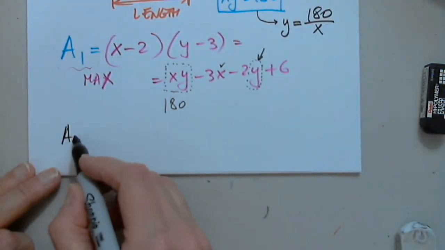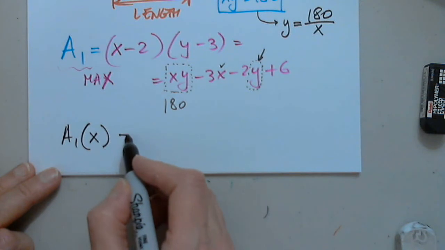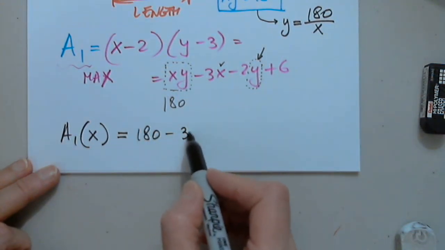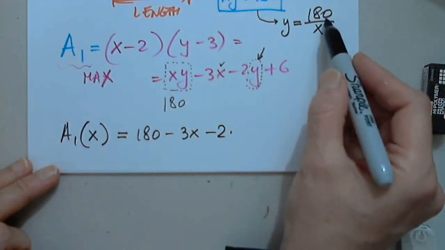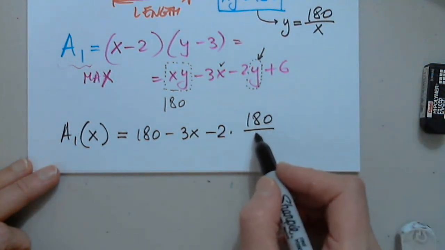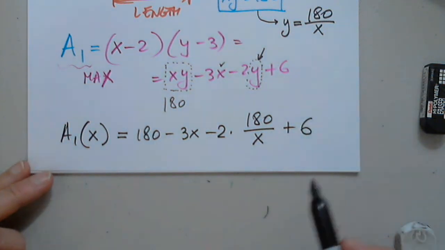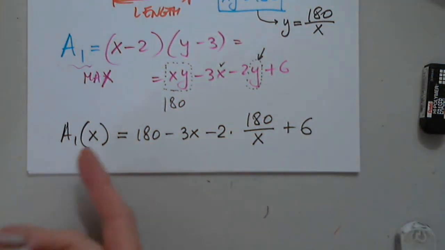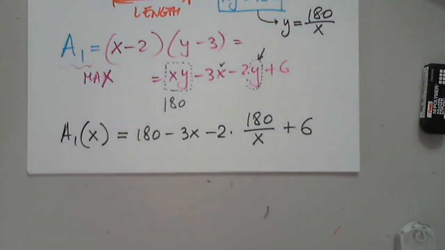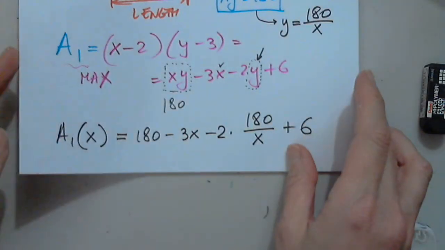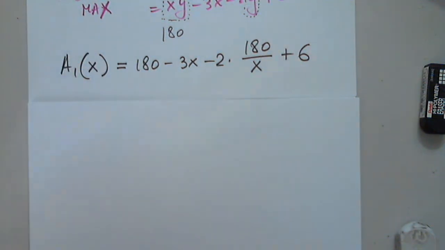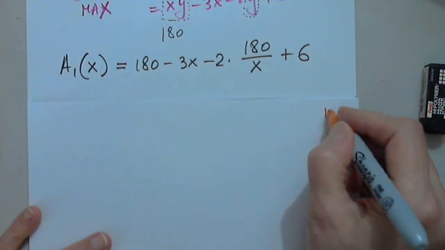So then I have A1, which is indeed finally a function of x and x only: 180 minus 3x minus 2 multiplied by 180 over x plus 6. Yay! I'm happy. Why? I have a function of x and the rest is a piece of cake. Can differentiate, find critical numbers, find the maximum. Done. So let's continue. I'm on page 11.